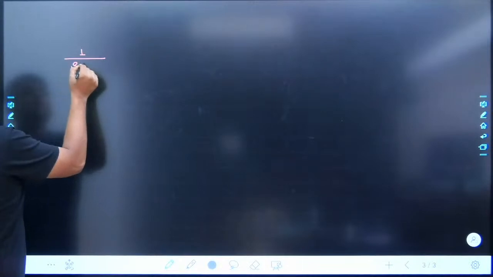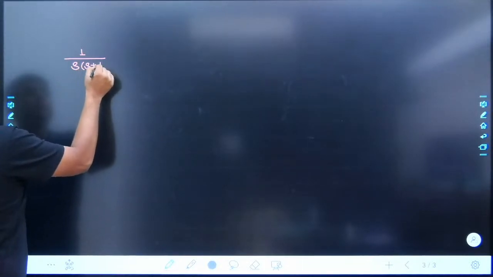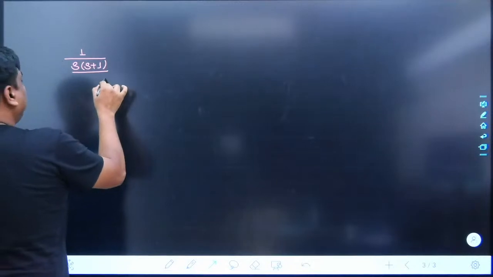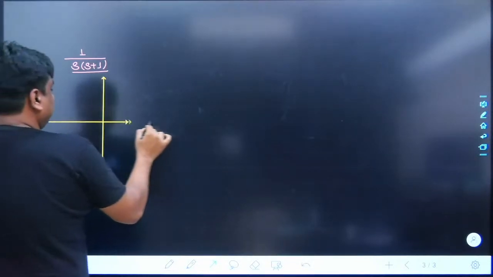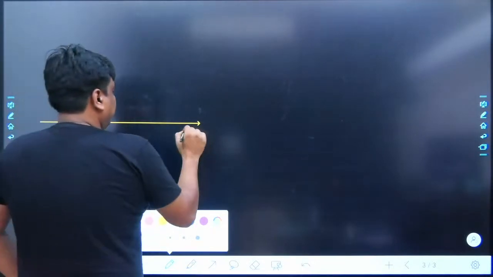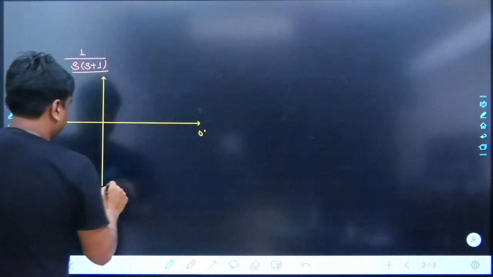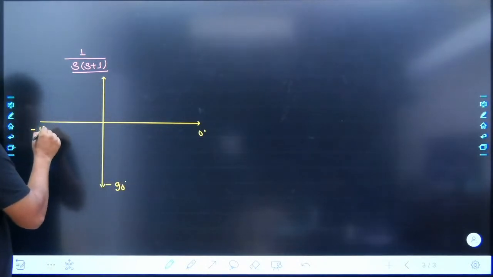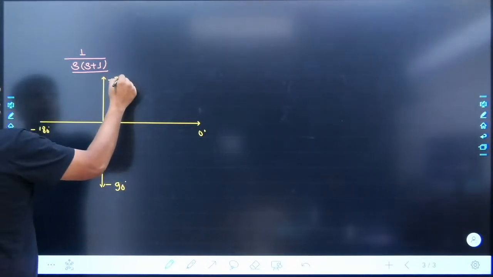1 upon s into s plus 1. How would the curve look like? Obviously, people would say, sir, the curve would look something like this. We are going to have a polar plot over here. It has its imaginary axis, it has its real axis. Yes, we can call it the 0 degree line, the minus 90 degree line, the minus 180 degree line, and let's take this as the minus 270 degree line.